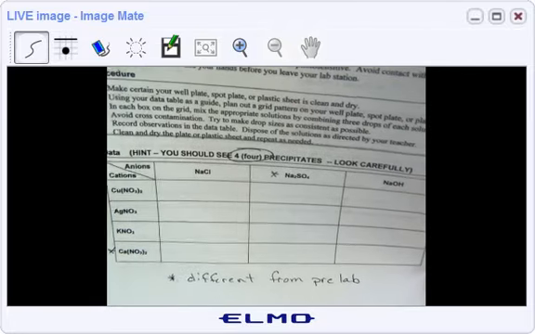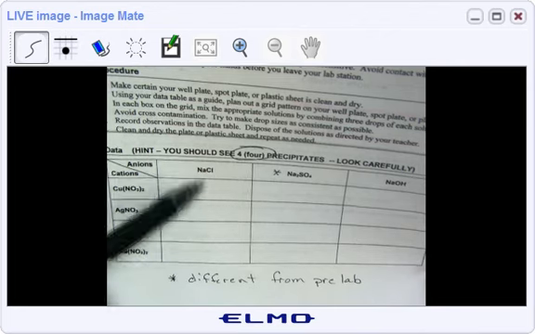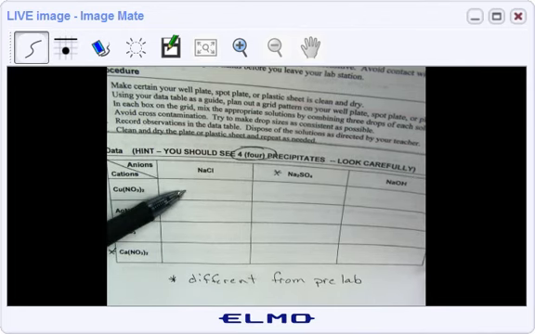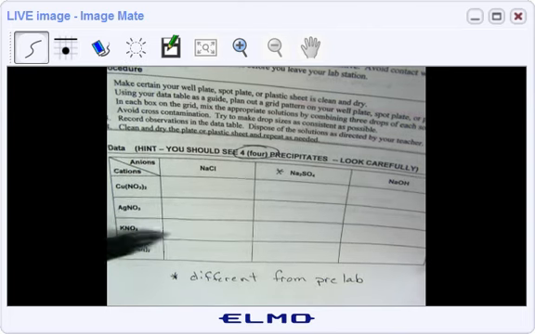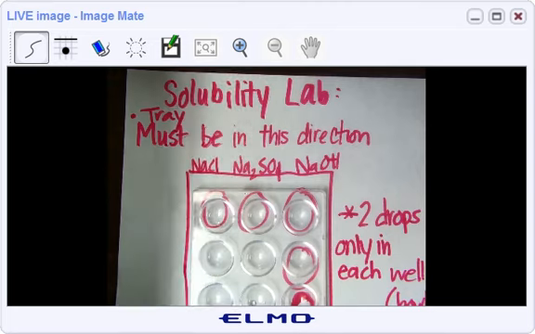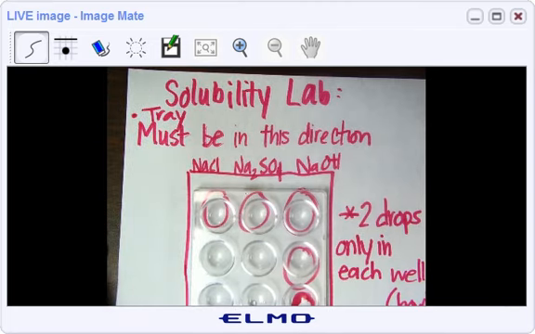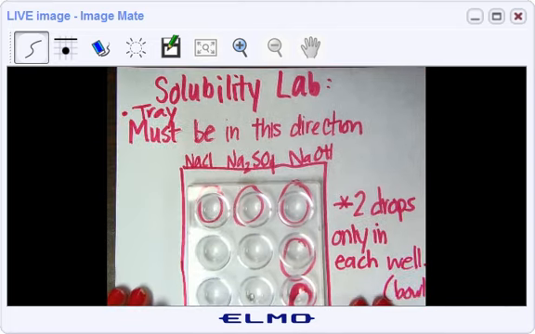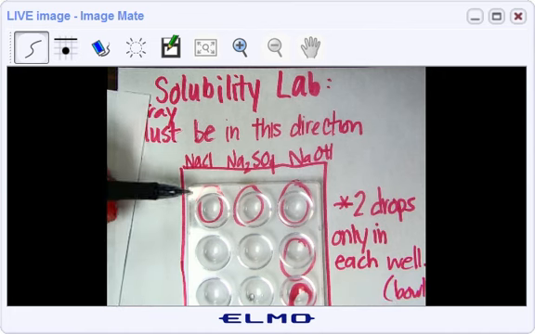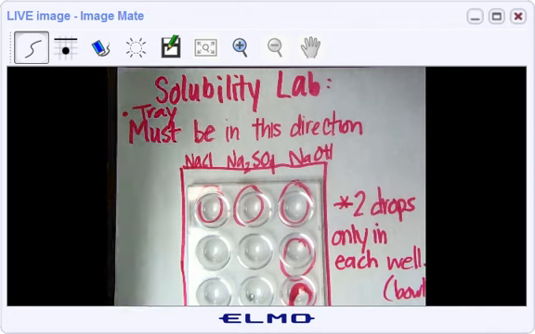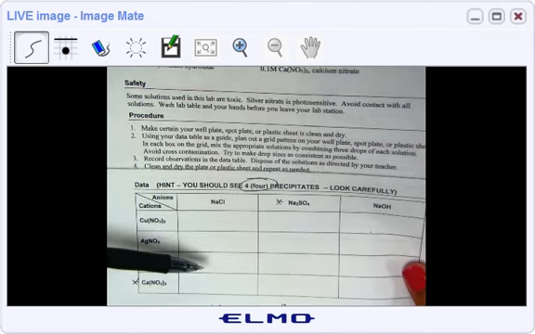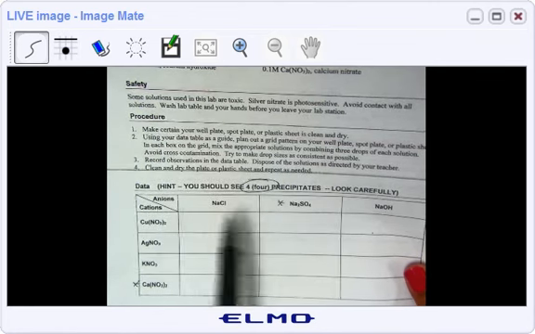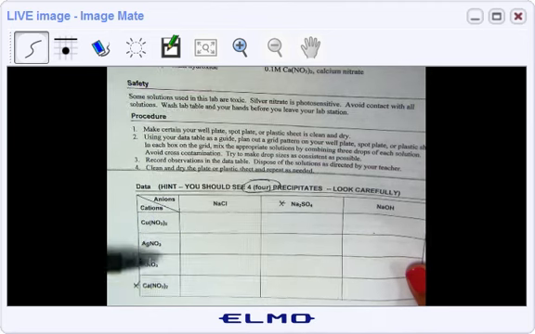We are going to write our observations. We mix NaCl with CaNO3, NaCl with AgNO3, NaCl with KNO3, and so on. When you're doing your well plate, it should be in this direction. NaCl will go all the way down, 1, 2, 3, 4, because NaCl is going to mix with 4 different other compounds. So again, it's 3 compounds across, 4 compounds down.